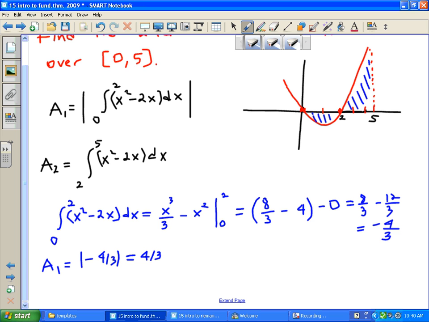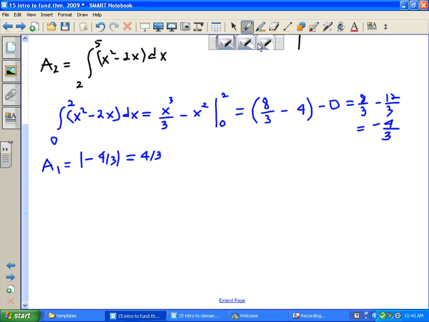Right? Then let's find the second area. That one was from 2 to 5 of the same function. Again, first I write the antiderivative.